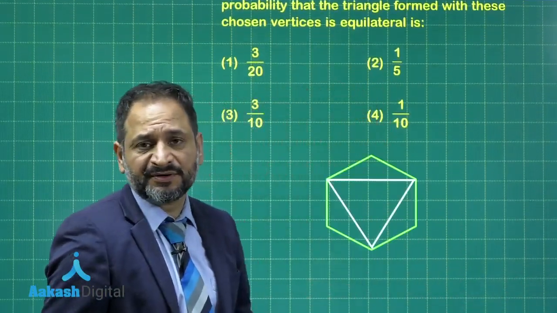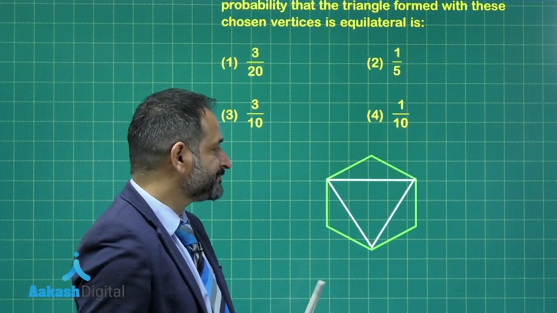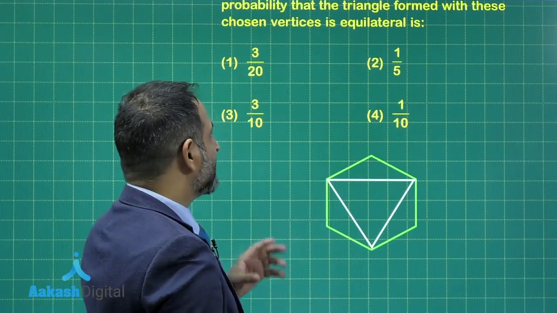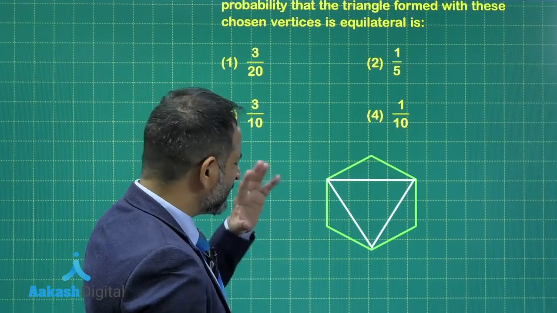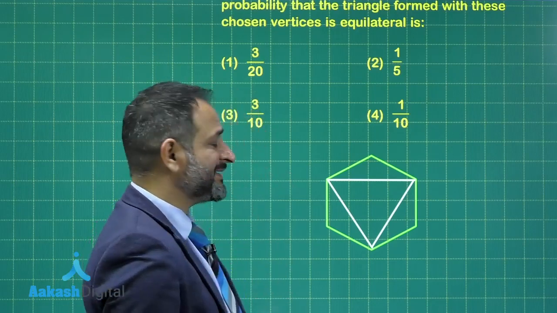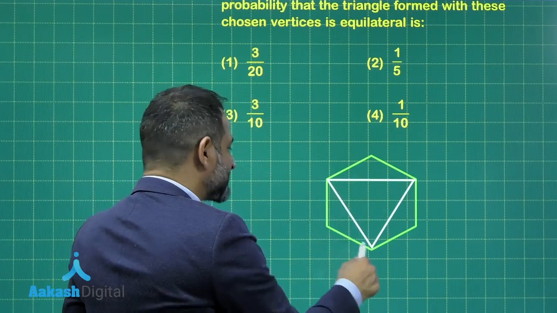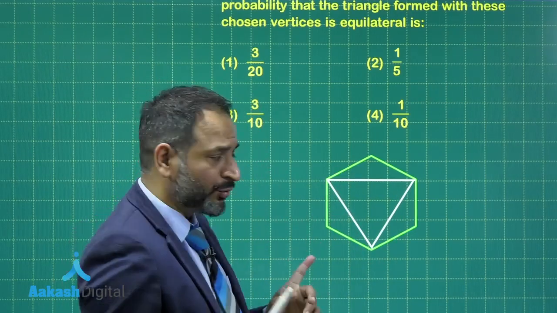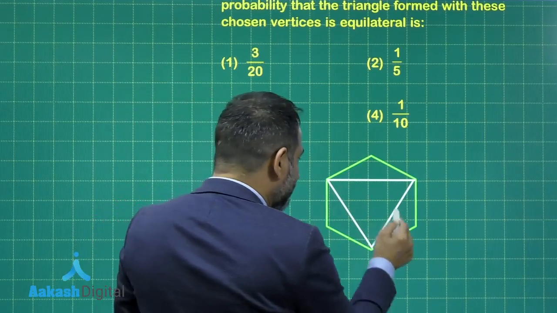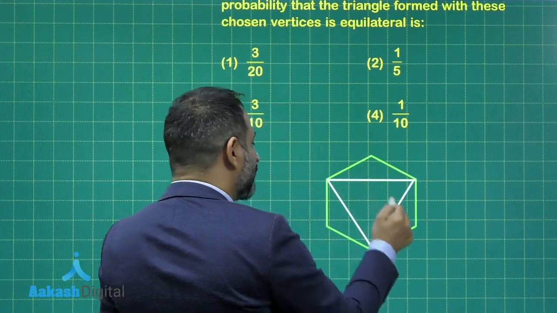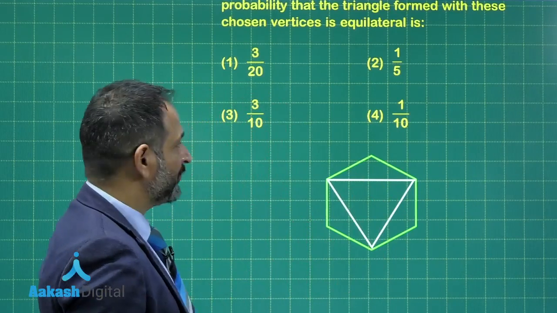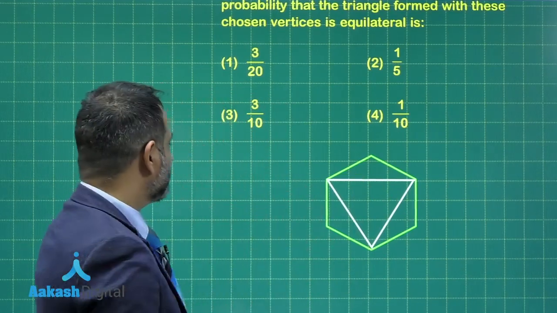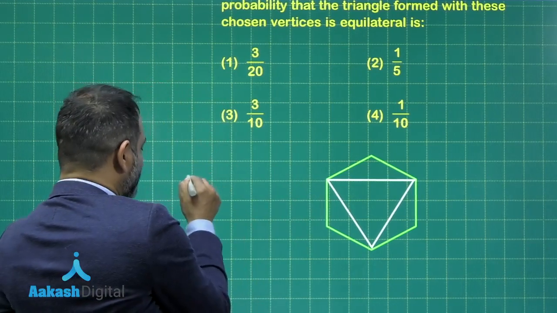So this is the figure for you. There is a hexagon and we have to choose 3 vertices such that the triangle is equilateral. You can very easily see that this is a hexagon and we have chosen one equilateral triangle. There can be one more. If you join these 3 points, then there will be one more equilateral triangle which can be chosen on the vertices. So what is the required probability?